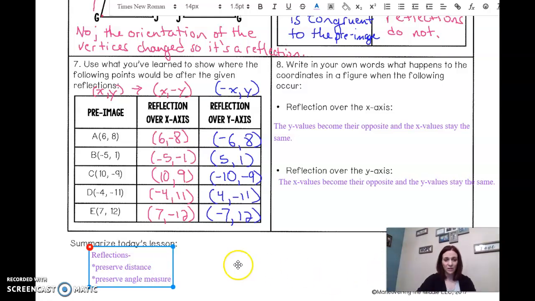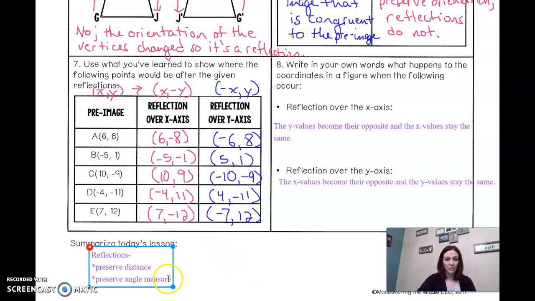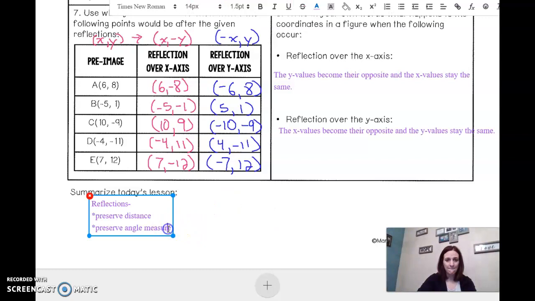Okay? Actually, I'll just add on here and I'll scroll up so you can see. Do not preserve orientation. So reflections, again, another transformation, an isometry, they're not getting bigger or any smaller. That's the preserving distance and angle measure. But the way they face, their orientation, does change.